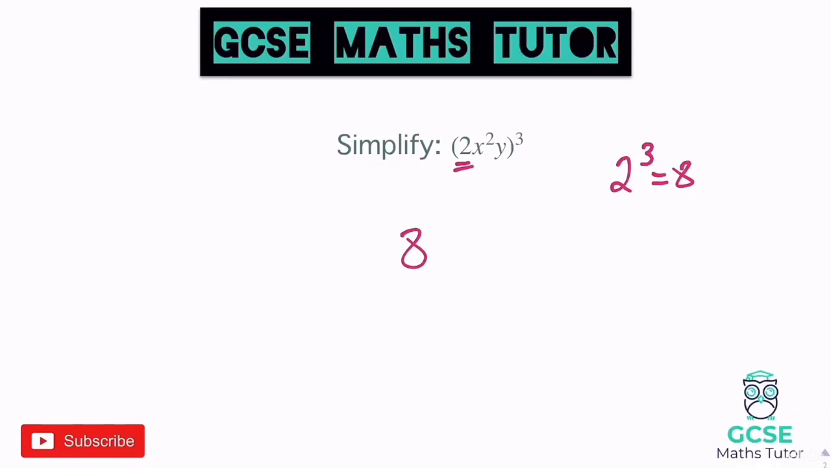Multiplying the powers for the x then, x to the power of 2 gets multiplied by 3, so that's going to become x to the power of 6. And y there is a power of 1, which is not written, so 1 times 3 gives us y to the power of 3. And there's our final answer there.